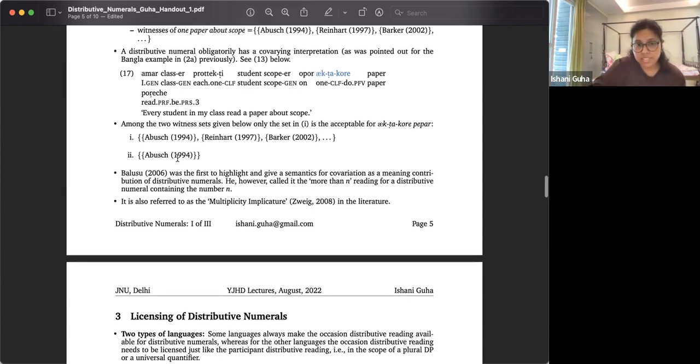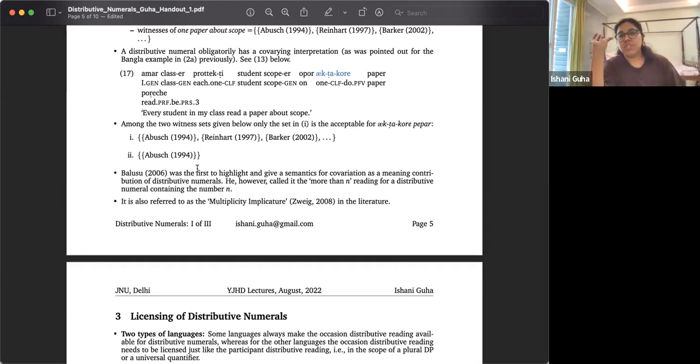So in two, you have a set containing a singleton set. The cardinality of this set is one, right? Because there's only one paper, that situation where everybody read the same paper. So here the cardinality is 1, but the distributive numeral specifically says that the cardinality of the set I denote must be greater than 1, must have more than one object, right? I did not want to use the term cardinality must be greater than 1 because that's a bit misleading for indefinites containing 2, 3, 4.